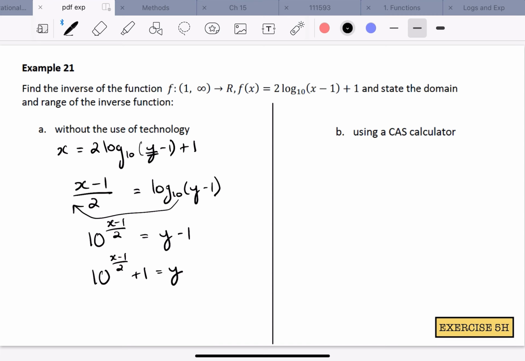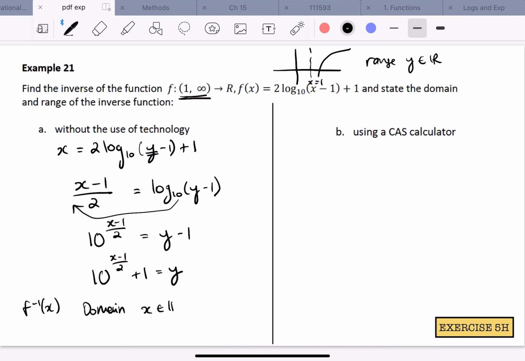In terms of my domain and range, it's just the opposite of my initial function. So again, if I give this a quick sketch, it's going to have an asymptote at x equal to 1, and there's no reflection, so it's just going to look like this. That's why my initial domain is 1 to infinity, and we can also see that the range is R. So for my new function, for the f inverse, my domain is now going to be the range of the original, so that's going to now be R, and the range is going to be the domain of the original, which is 1 to infinity.